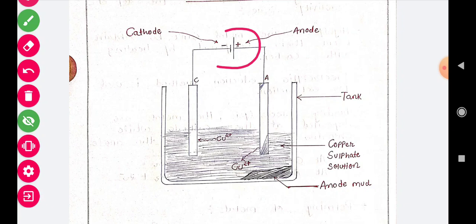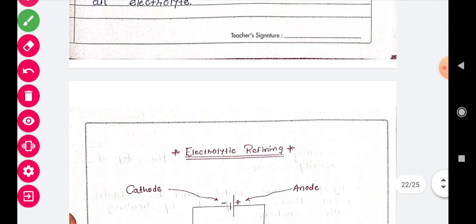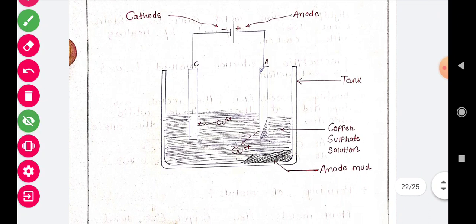Once you start the electric current, or connect the battery between the two electrodes, cathode and anode, the electric current starts to pass. Now what will happen? Rod A is connected to the anode, so at the anode the impure metal is connected, while at the cathode the pure metal is connected.